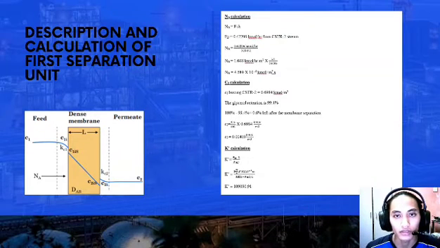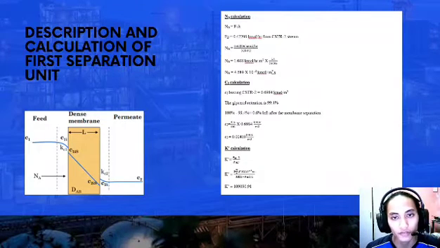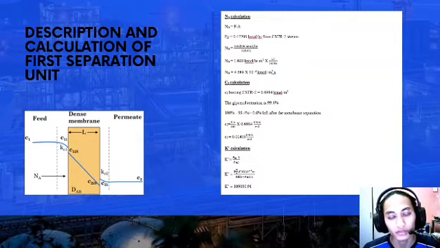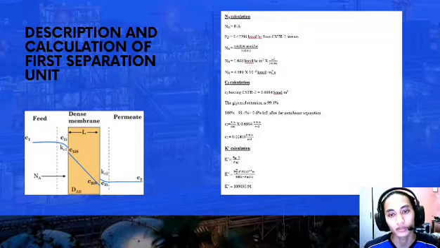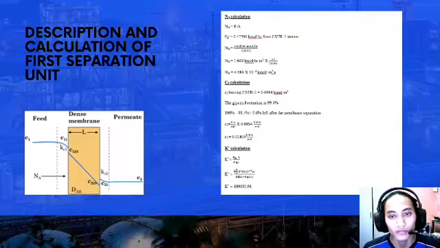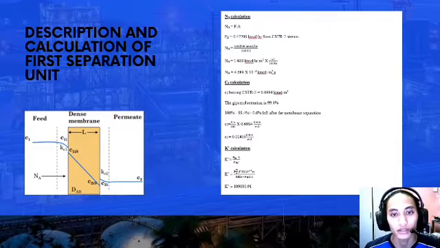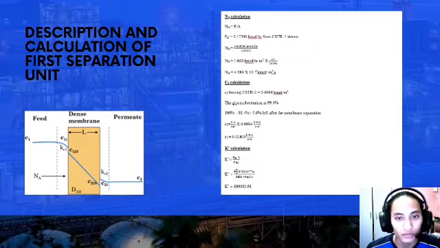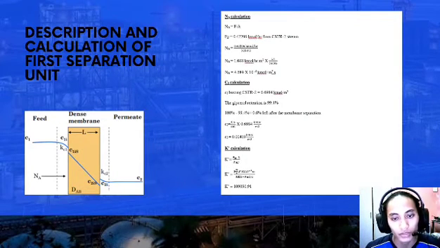Calculation: first we calculate the value of NA, where NA equals F over A, and NA equals 4.689 times 10 power of 24 kilomole per meter square second. And then we calculate the concentration of the second one, which will be C2 equals 0.0419 kilomole per meter cube. Then we calculate the value of K5, PM times L over the APU.